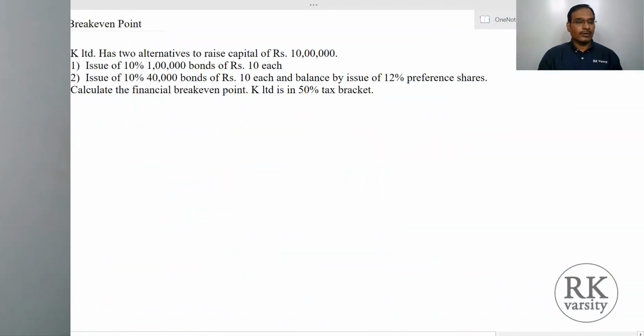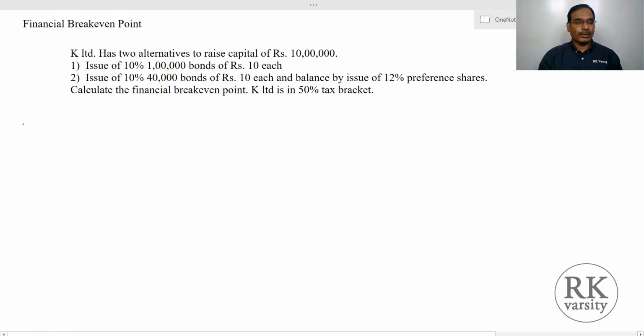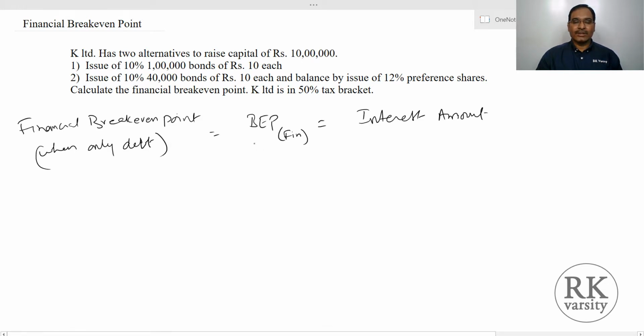That is, one, when firm uses only debt, and the second one is when firm uses both debt as well as preference shares in its capital structure. The formula you need to use to calculate financial break-even point when only debt is there. So the equation is break-even point financial equals to interest amount. This equation we use when there is only debt in a capital structure.